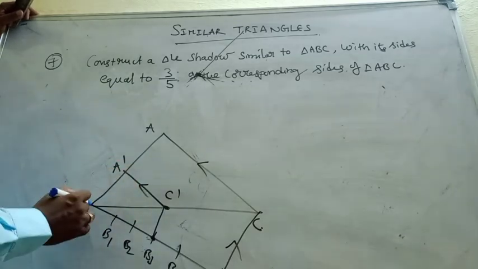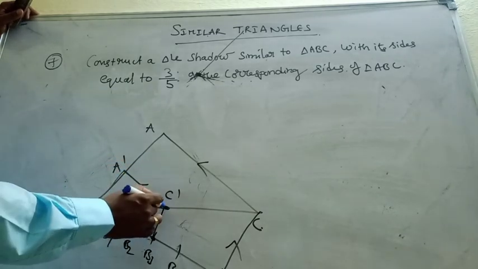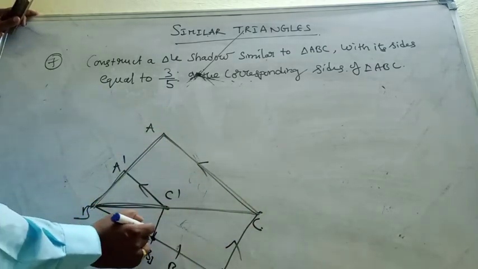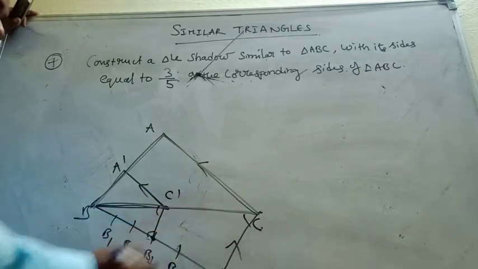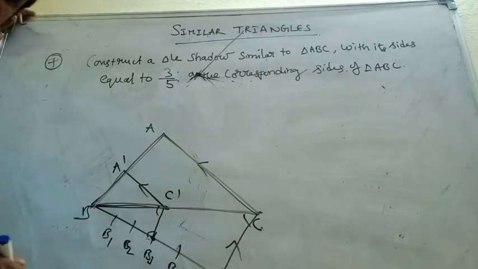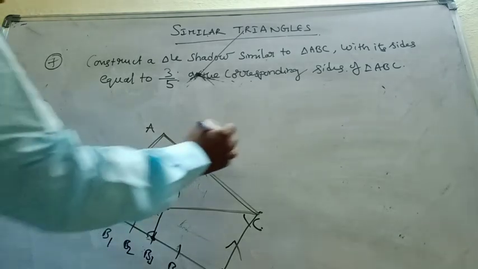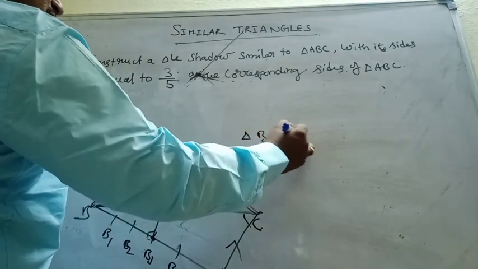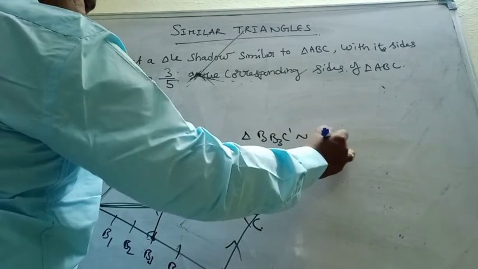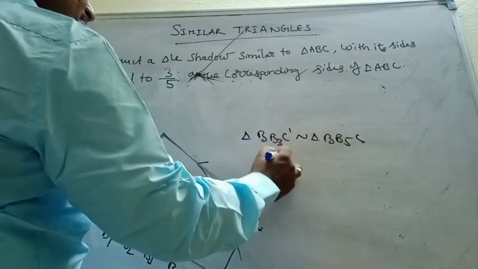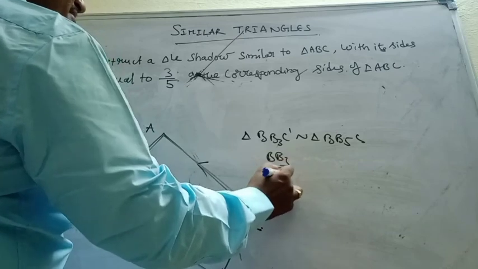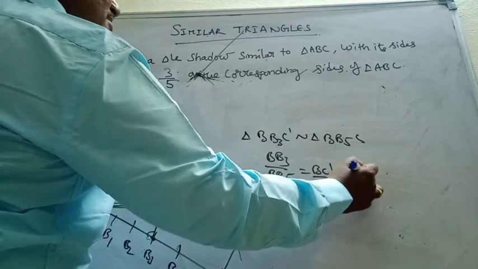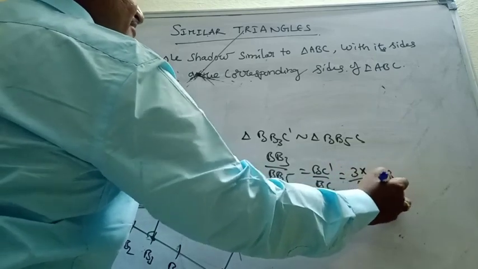Now you have got BC'A' is similar to BCA, and these are similar because they are parallel. Once they are similar, in the same way, triangle BB3C' is similar to triangle BB5C. That means BB3 by BB5 is equal to BC' by BC, that is equal to actually 3x by 5x. That is 3 by 5 of it.